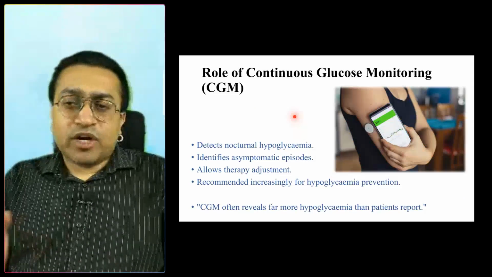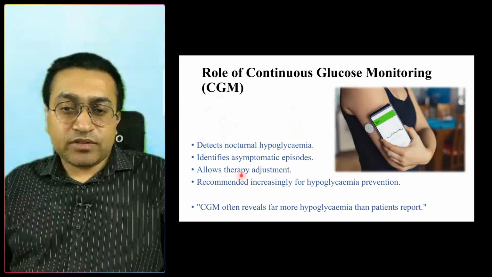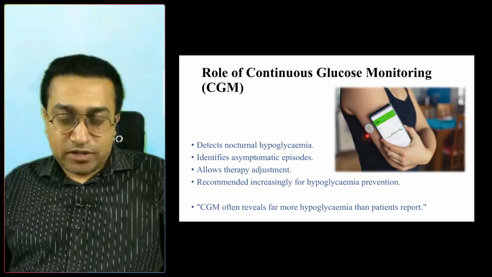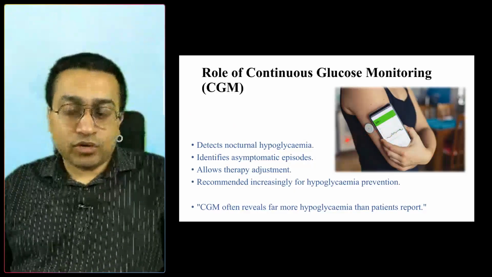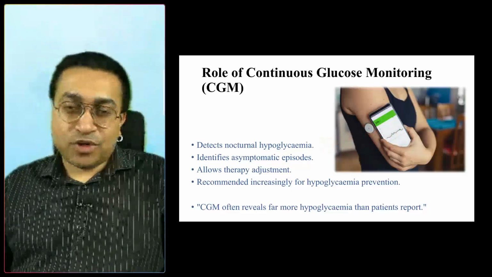Then you might have heard of CGM devices. Yes, there are continuous glucose monitoring devices. It detects nocturnal hypoglycemia. See, it's a costly device for the patient. You have to see the pocket of the patient also. So don't be heavy on the pockets of all the patients. It's not a good thing to do.